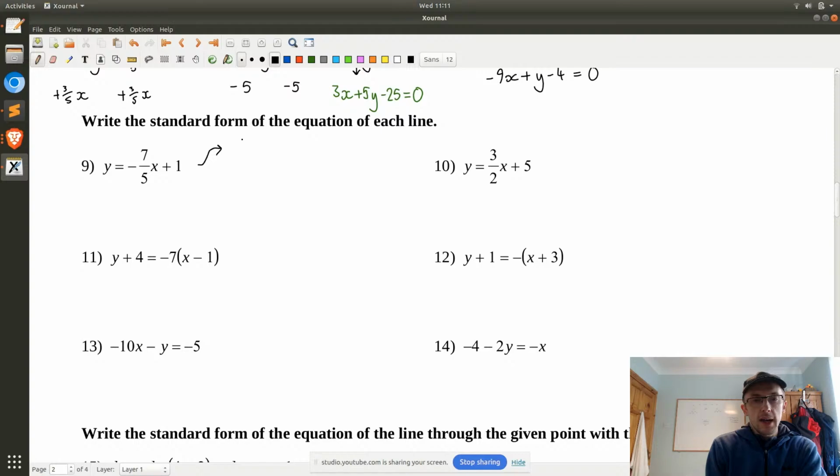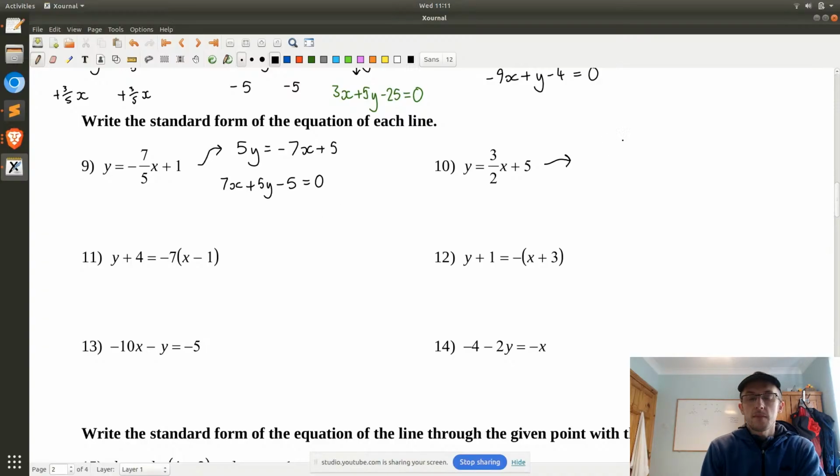Okay? The left-hand side times 5 is 5y. The right-hand side is minus 7x plus 5. Then get everything on the left-hand side. So add 7x to the left and take 5 from the left. And there you go.